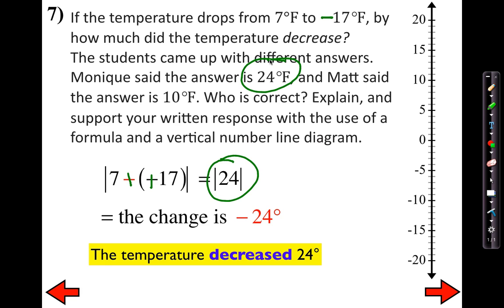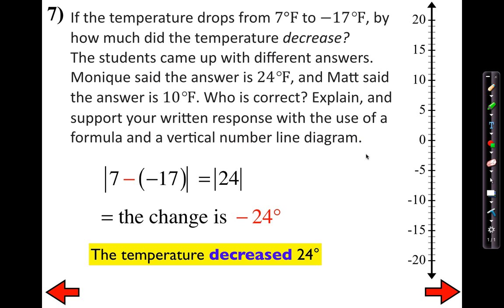But what do you think Matt did? Why did he come up with 10? Well, it seems to me he simply found the difference of 17 and 7, because the absolute value of the difference between 7 and negative 17 would give you 10. So here it's important that you do pay close attention to the signs of the numbers.